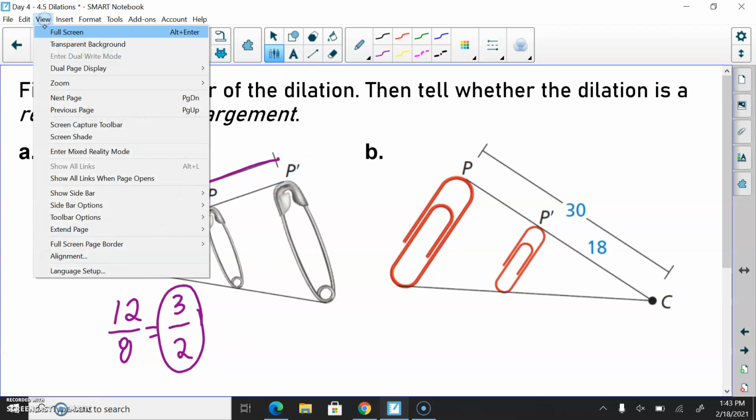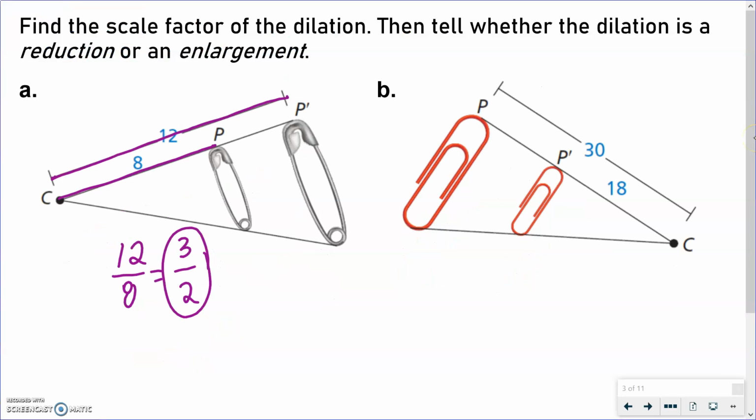Okay, and then it asks if it's a reduction or an enlargement. It's going from P to P prime, so it's an enlargement because it's getting bigger. Also, because 3/2 is greater than 1. This scale factor tells us whether it's an enlargement or a reduction based on whether it's larger than 1.